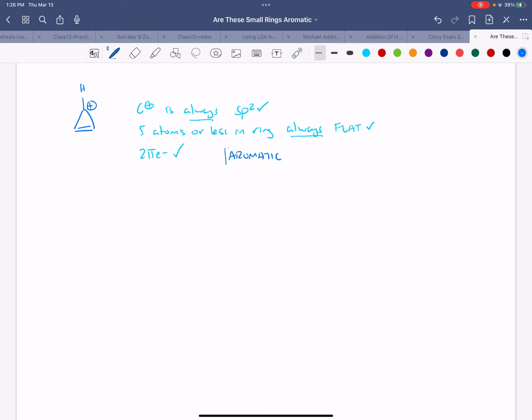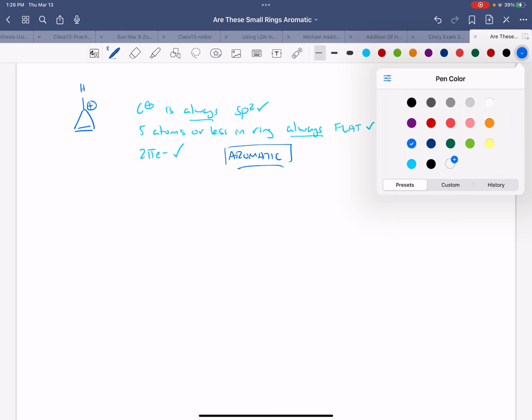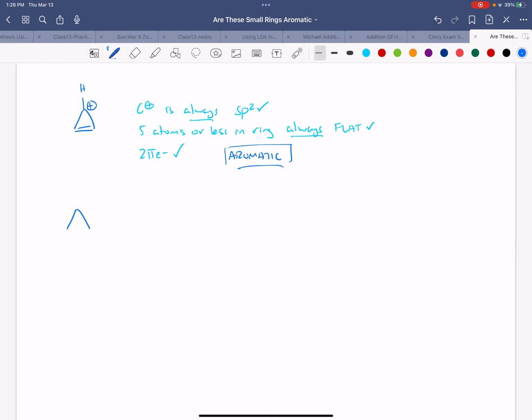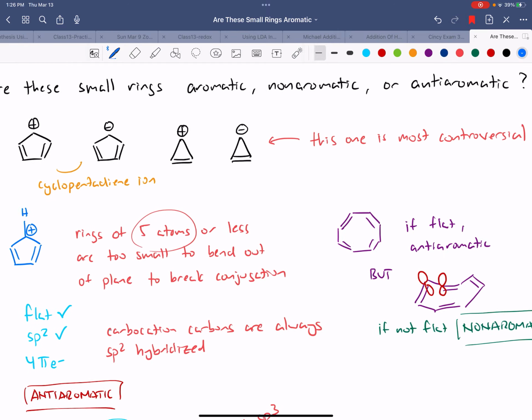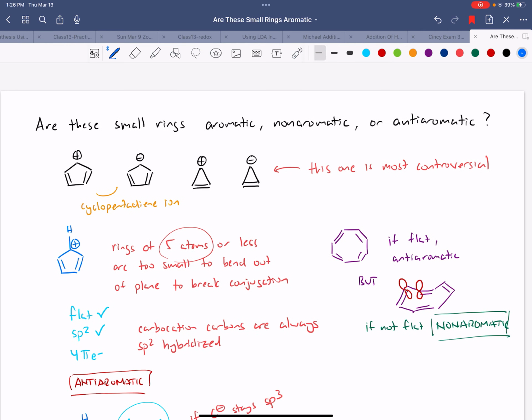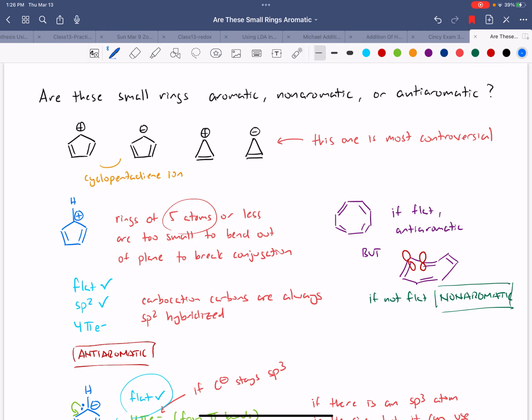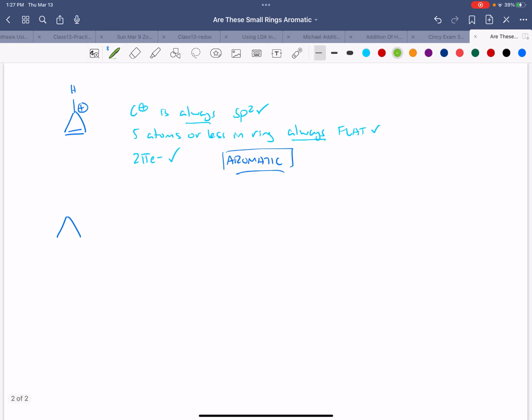2 is a Huckel number. Okay? So here's, I mentioned this on page 1. That anion is one of the most controversial assignments in aromaticity. These are called, again, cyclopropene ions. And it's the anion that's controversial. So let's take a look at that.